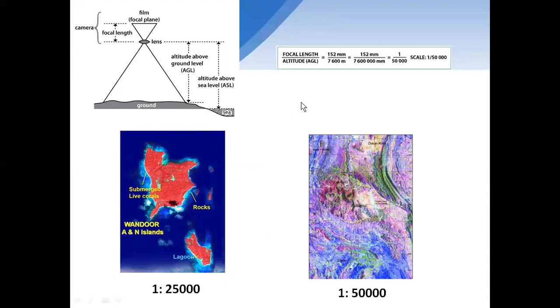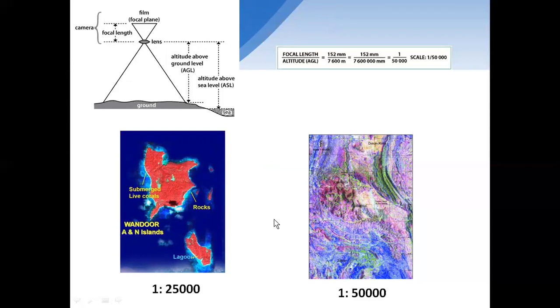Generally, scale may be expressed in three ways: unit equivalent, representative factor, and ratio. For a photographic scale where 1 millimeter on the photograph represents 25 meters on the ground, the unit equivalent is 1 mm equals 25 meters. The representative factor is 1 to 25,000. This is a representative factor. Similarly, 1 to 50,000 is a ratio.